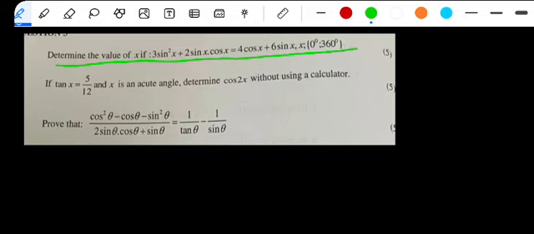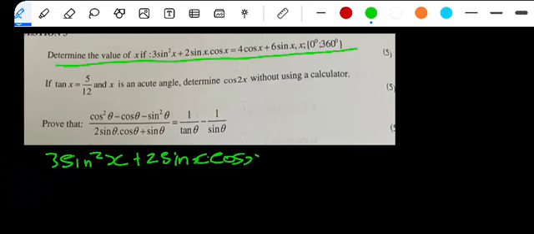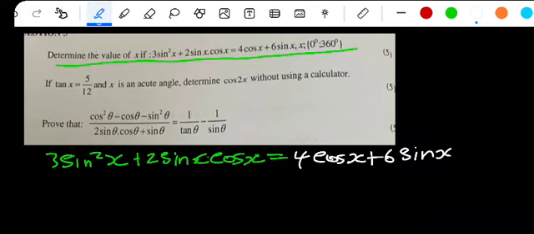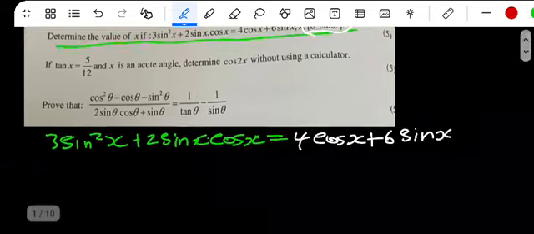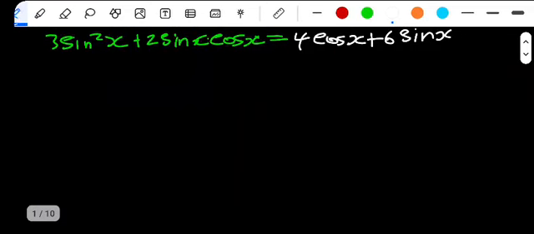As you can see, we are given that 3 sine squared x plus 2 sine x multiplied by cos x equals 4 cos x plus 6 sine x, for x from 0 degrees to 360 degrees. Okay, this is a general solution. All right, how can you go about this?